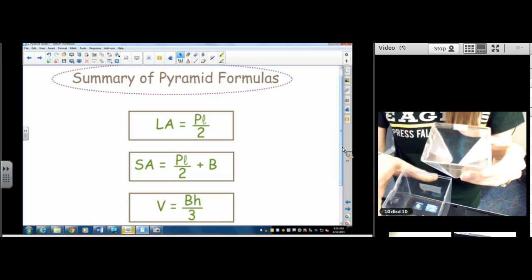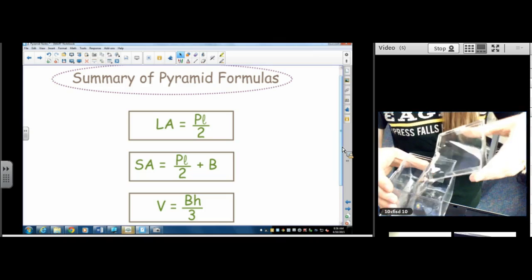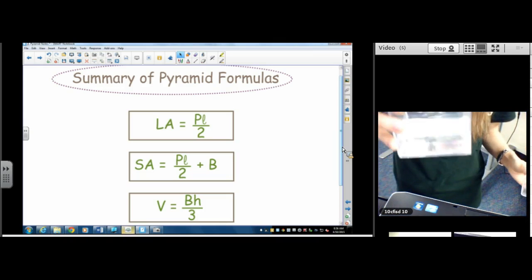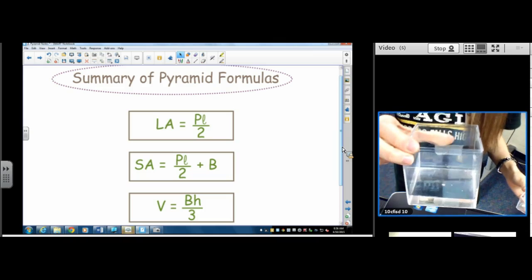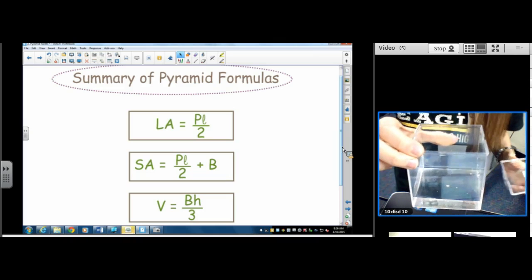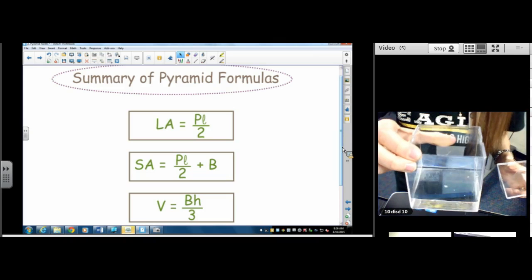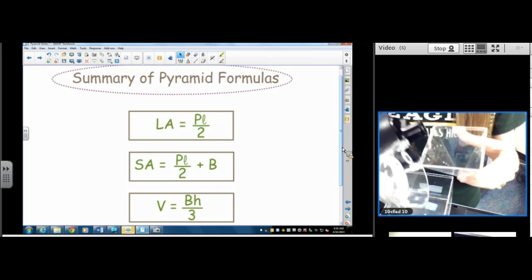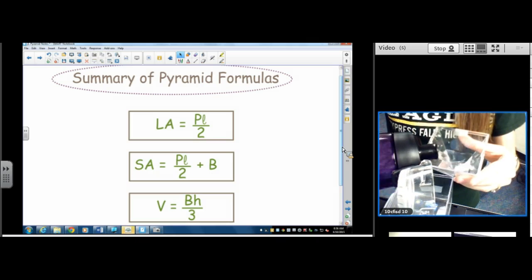Okay. Steady hands. Woo! So that's 1. Let's focus in there. That is 1 pyramid poured into my prism. See how that's only 1/3? You would think it's more, but it's really not. It takes 3 pyramids to fill a prism.